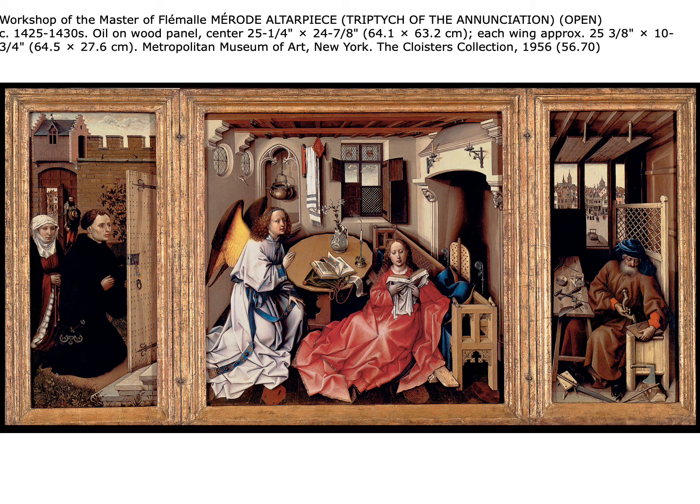This is the Merode altarpiece. It was a small triptych, and it was made for private use in a chapel. It's currently at the Metropolitan Museum of Art in New York, in the cloisters, where the tapestries that Anne of Brittany commissioned for her husband, the king of France, are located.